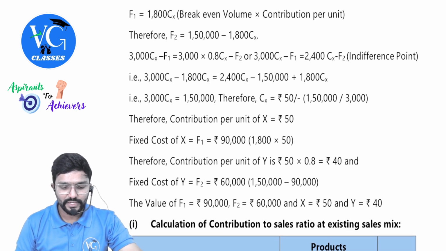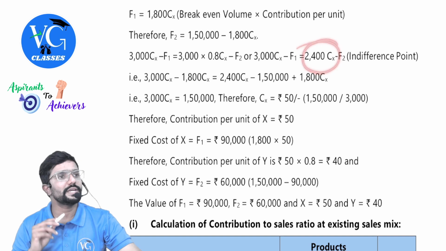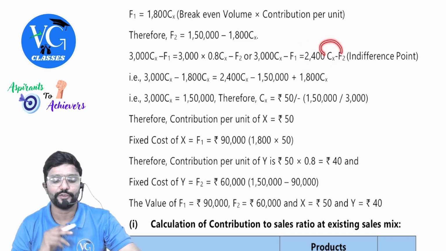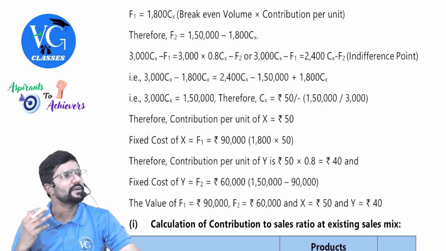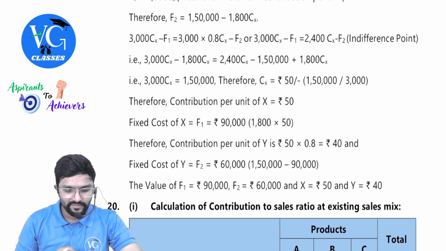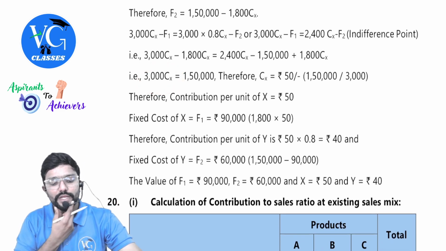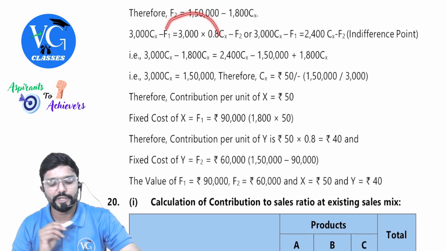Now this you can also simplify. 3000 into 0.8 will come to how much? 2400 CX minus F2. F2 is the fixed cost of product Y. Got it? Let us move forward. 3000 CX is equal to, now F1, F2 will bring.